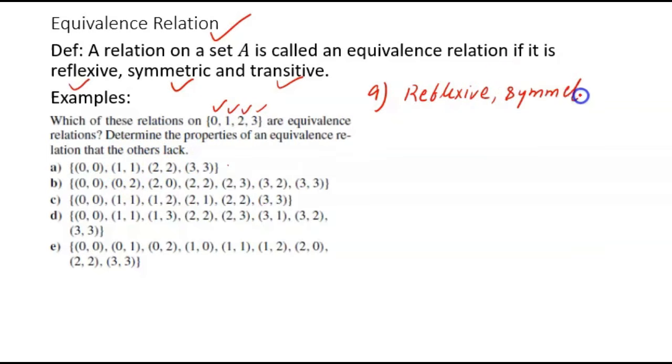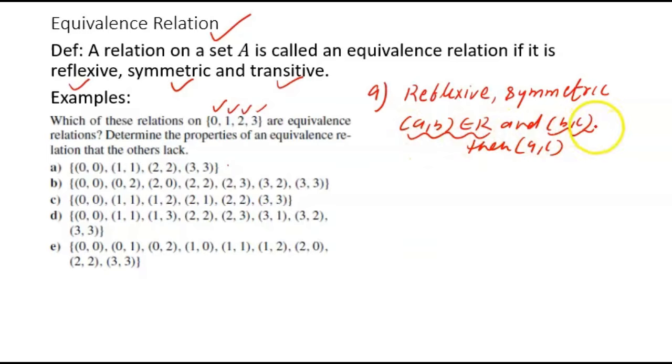And it is transitive also. For a relation to be transitive, what is the requirement? That if (a,b) is in the relation R and (b,c) is in R, then (a,c) should be in R. You need to realize that only if these two requirements are met, then we look for (a,c). But here we don't have any such option, because we have just (0,0), (1,1), (2,2), (3,3). So this relation is transitive as well. Because it has all three properties of an equivalence relation, this relation is an equivalence relation.